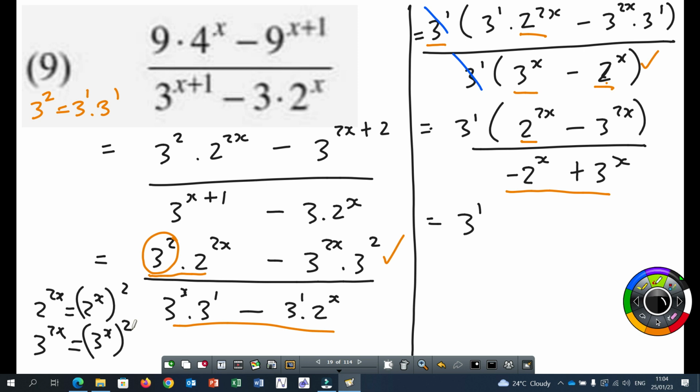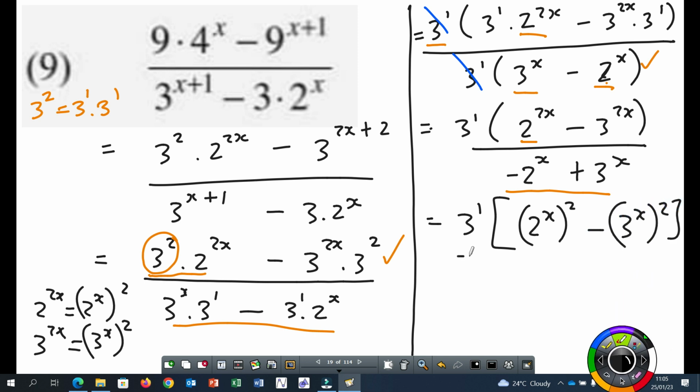So I can write, I'm going to introduce a square bracket now. This is the same as 2 to the power of x, all squared, minus 3 to the power of x, all squared, all over. Now, in my denominator, I can factor out minus 1.